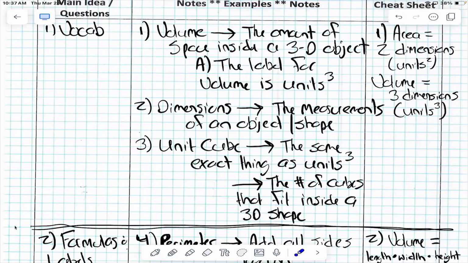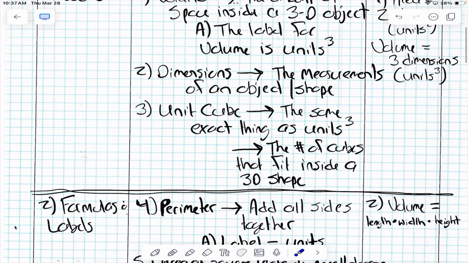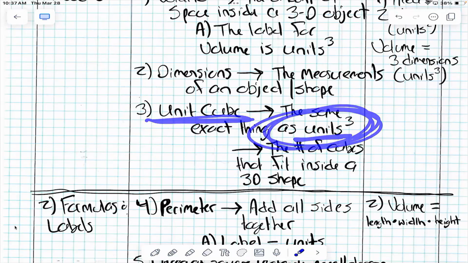Dimensions, we just talked about, they're measurements of an object or a shape. And then we said units cubed is the same as units to the power of 3. That's our label when finding volume, right? Yes. Because volume has how many dimensions?